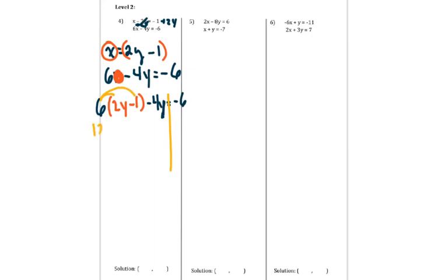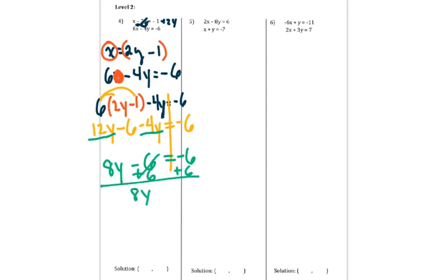6 times 2 is 12y. 6 times 1 is minus 6. Minus 4y is negative 6. 12y's minus 4y's is 8y. Minus 6 equals negative 6. Get y by itself. And divide.